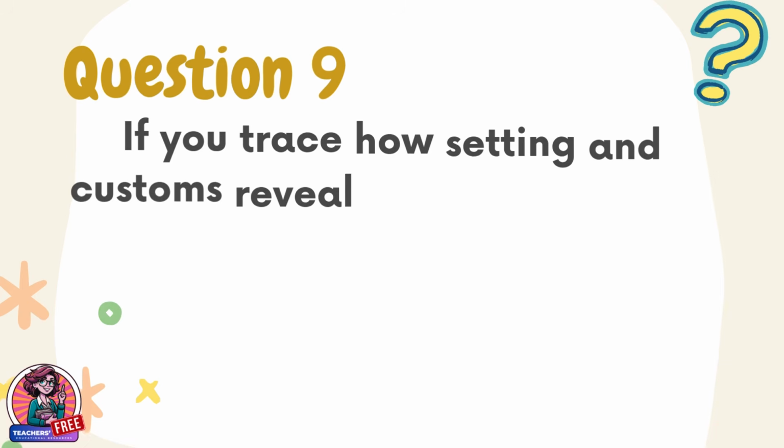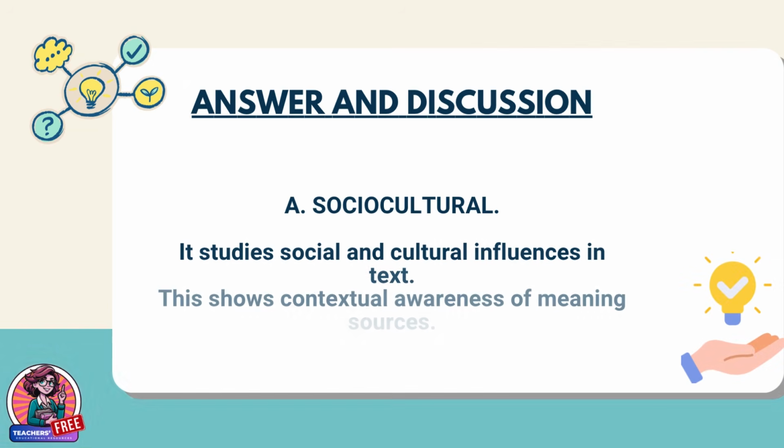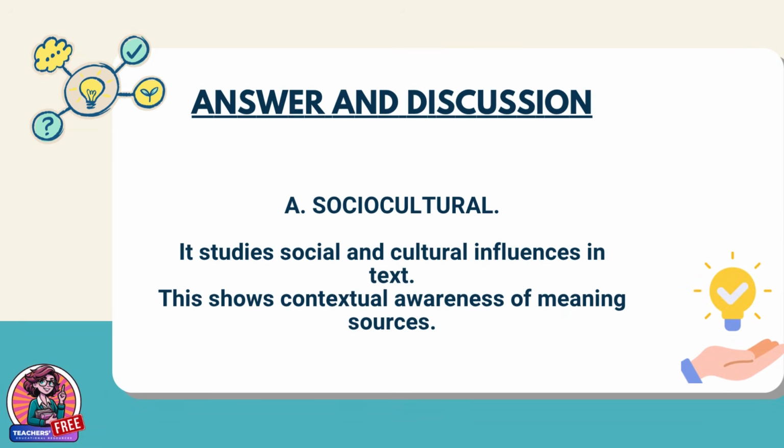Question 9. If you trace how setting and customs reveal beliefs of a group, which context are you analyzing? A. Sociocultural. B. Psychological. C. Structural. Answer. A. Sociocultural. It studies social and cultural influences in text. This shows contextual awareness of meaning sources.